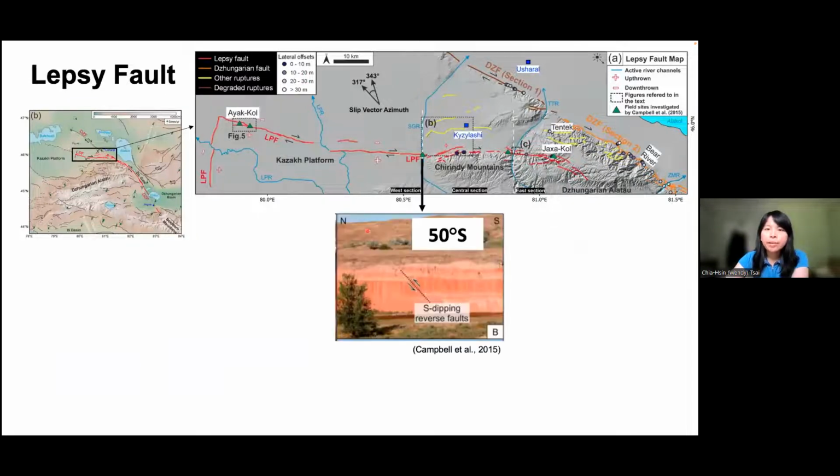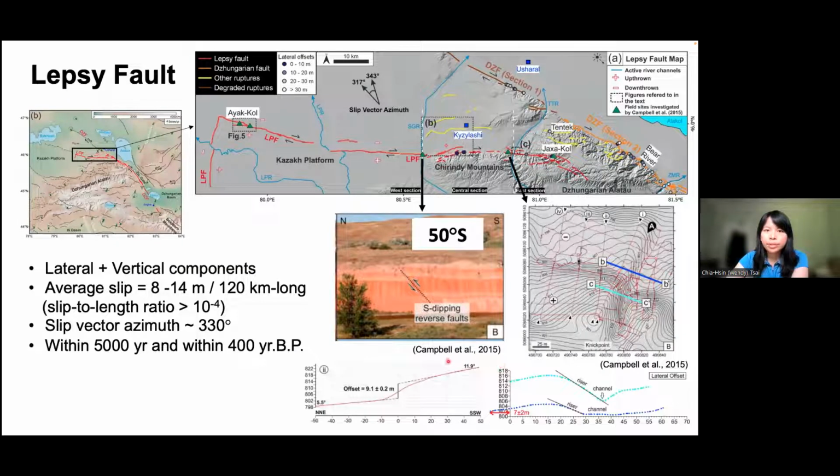Actually, the dipping angle of the Lepsy fault and its fault depth have been reported by Campbell et al., with an inferred average depth from 8 to 14 meters and with an average slip vector azimuth of 330 degrees in the most recent events. Since the length of the Lepsy fault is only 120 kilometers, this makes the slip-to-length ratio for the Lepsy fault larger than 10 to the -4, which is abnormal in terms of the global earthquake scaling.